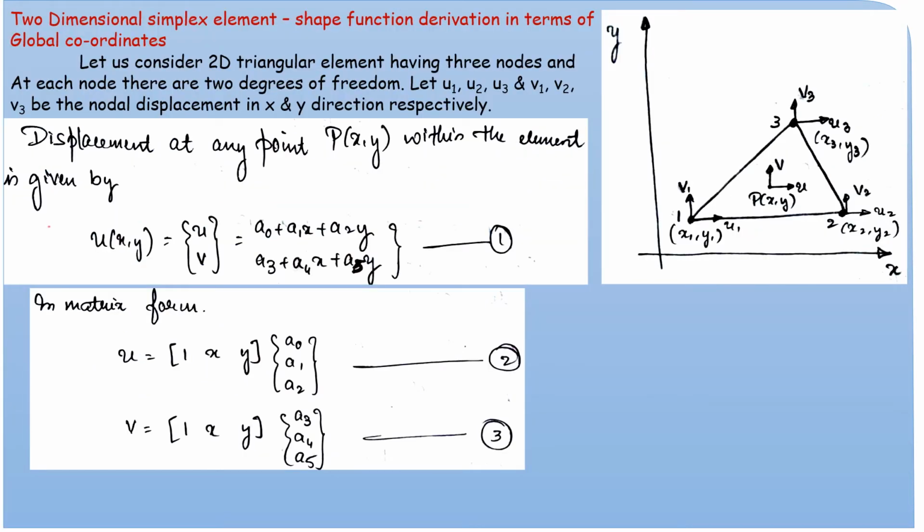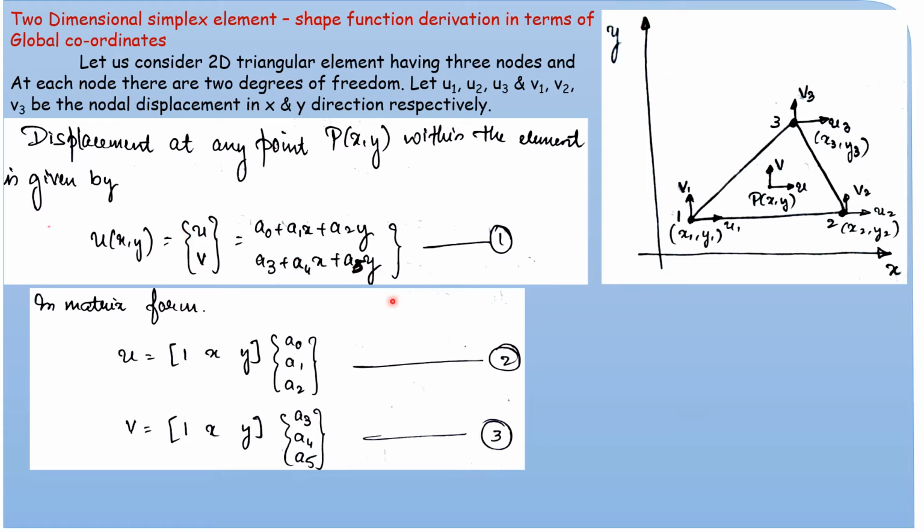So now next we'll move on to deriving the shape functions for 2D simplex element, that is for triangular element. Even in the exam it might be asked like this: derive the shape functions for 2D simplex element in terms of global coordinates, or derive the shape functions for a triangular element. They will not mention whether it is 2D or 1D or 3D. They might just say derive the shape functions for triangular element in terms of global coordinates. You have to do the same derivation.